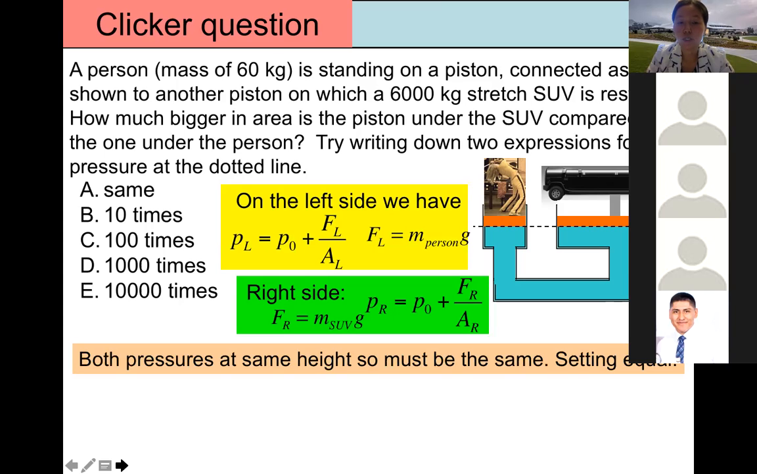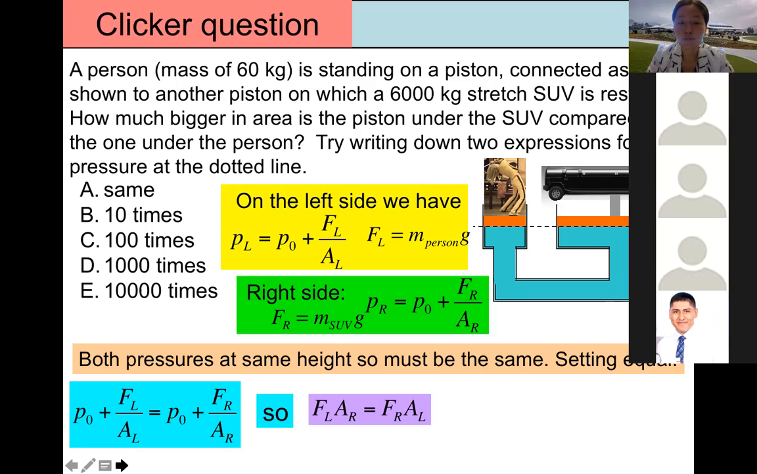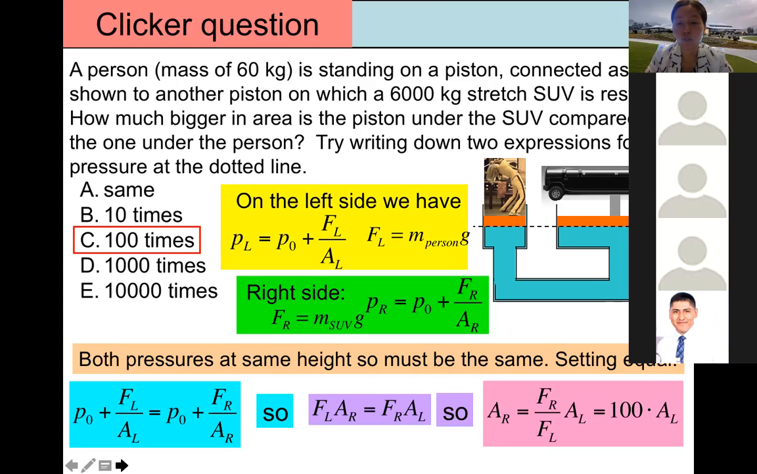Now, setting these two to be equal, you can see that force on the left times the area on the right is equal to force on the right times the area on the left. So this is just that relationship of that ratio. Your area has to be 100 times that of the left-hand side in order to distribute that bigger force and make sure you are given the same pressure. So this is showing again that your pressure is related to both force and area.